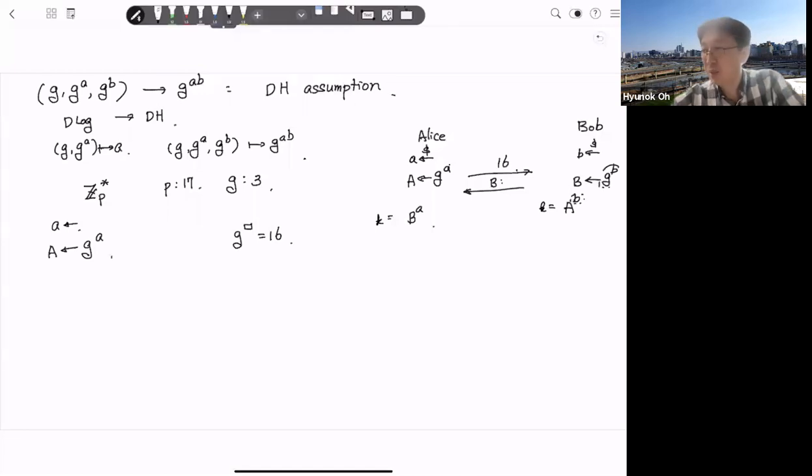So for instance, b equal 2. Then what's the large B? g to the 2, which is 9. Okay, so you have to post 9. So like this. Any small number b, you have to choose and then compute the exponentiation and post the result into the chat window now.